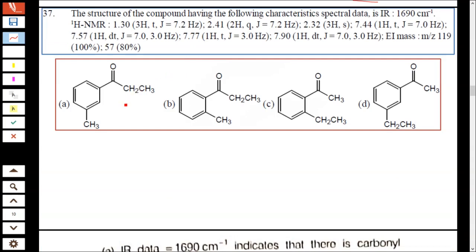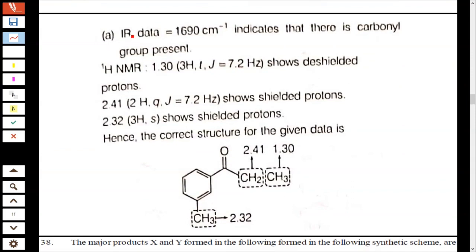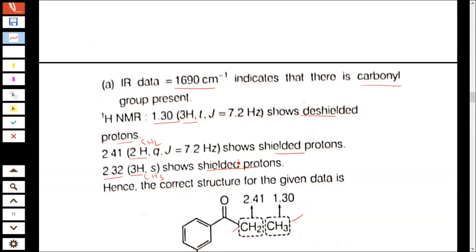Identify the structure of the compound. Four structures have been given, and you have to identify the structure. Listen, the IR data 1690 indicates the presence of a carbonyl group, so all four given options contain a carbonyl group. Next we move to the NMR data. 1.30 is a triplet, showing shielded protons. 2.41 shows 2H, that is a CH2 group, methylene protons. And 2.32 is 3H, that is a CH3 group. So 1.30 is methyl, 2.41 methylene, 2.32 CH3. Hence option A is correct.